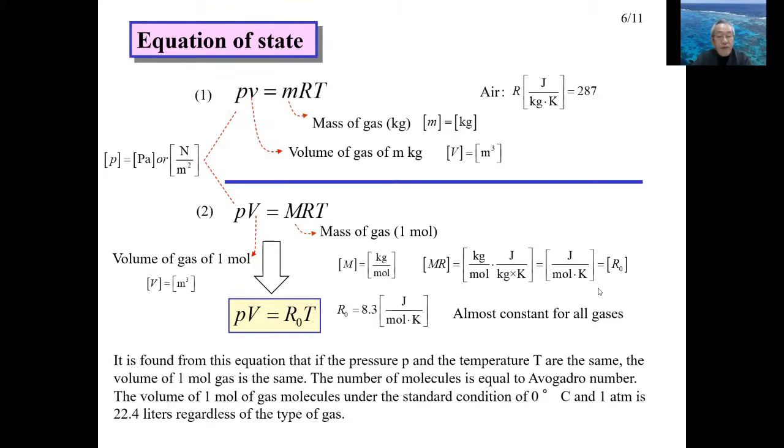It is found from this equation that if the pressure P and the temperature T are the same, the volume of 1 mole gas is the same. The number of molecules is equal to Avogadro's number. The volume of 1 mole gas molecules under the standard condition of 0 degrees Celsius and 1 atm is 22.4 liters, regardless of the type of gas.